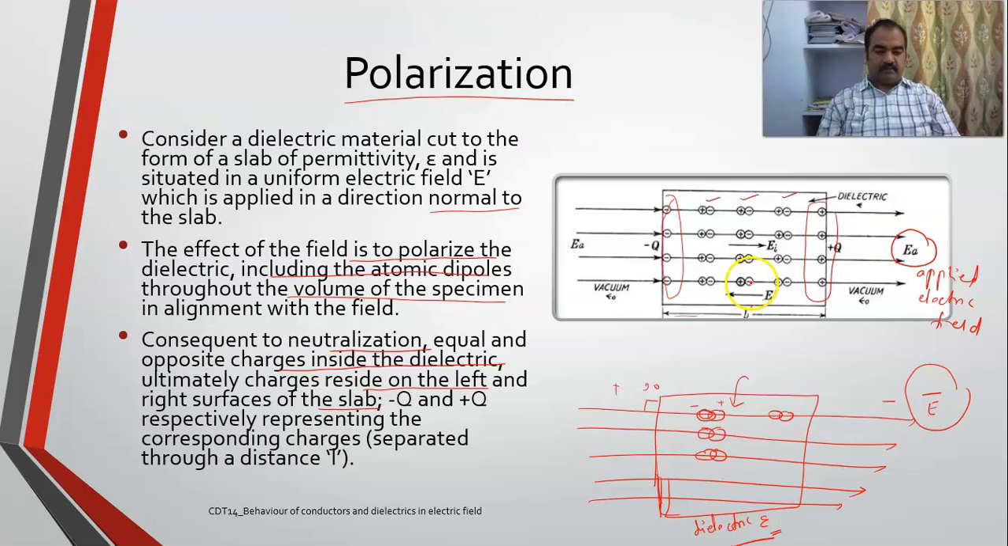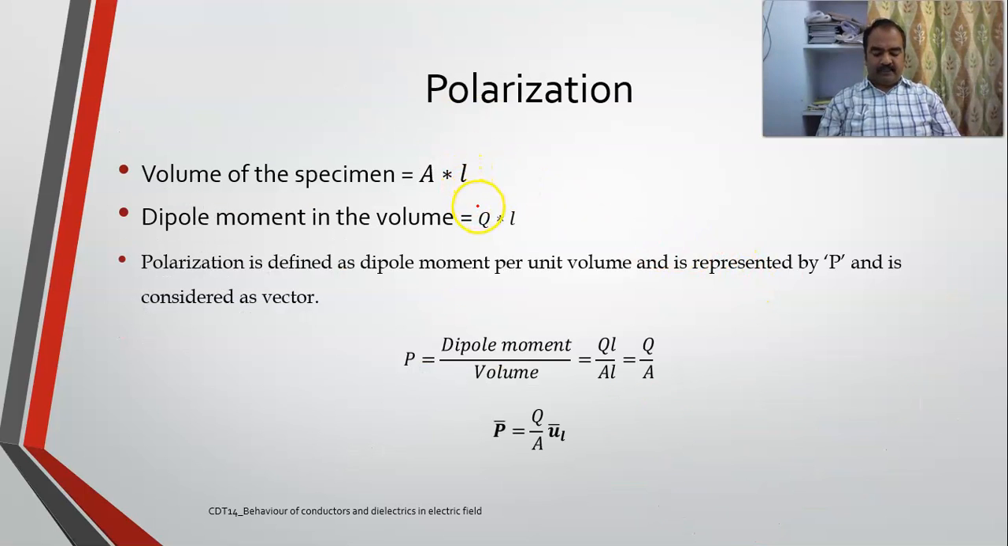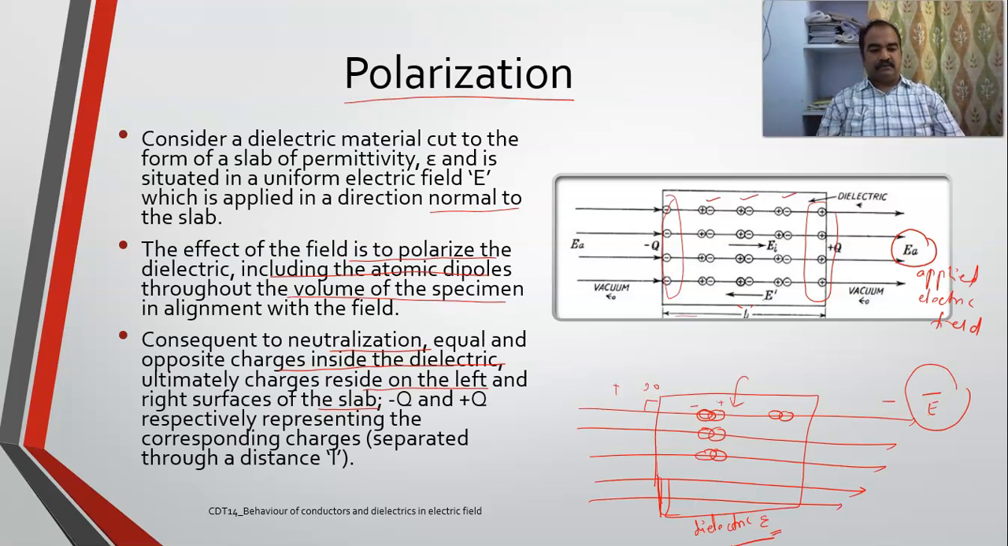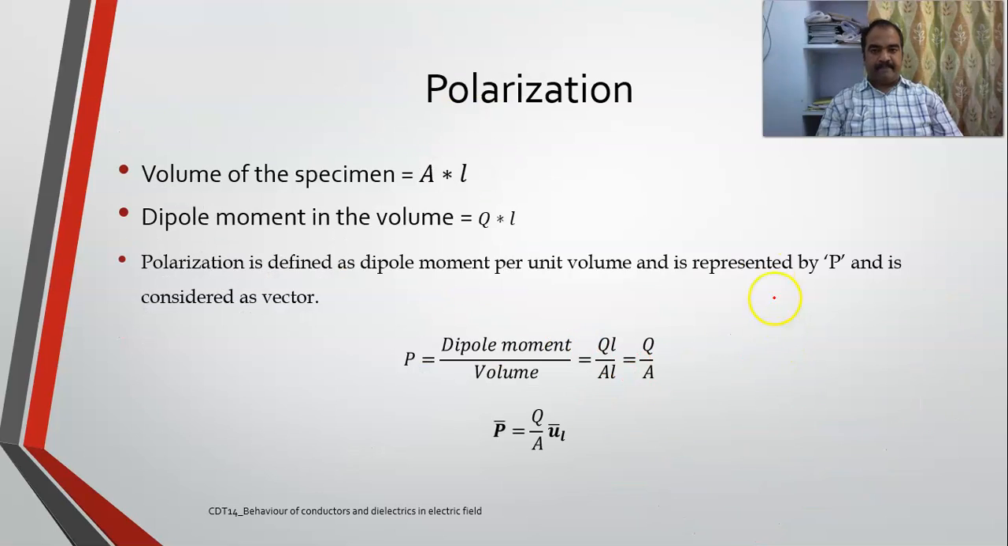Now, assuming that the area of cross section is A and the length of the slab is L, what is the volume of the entire specimen we are considering? It is A into L. That's what I have mentioned here: the volume of the specimen is A into L.